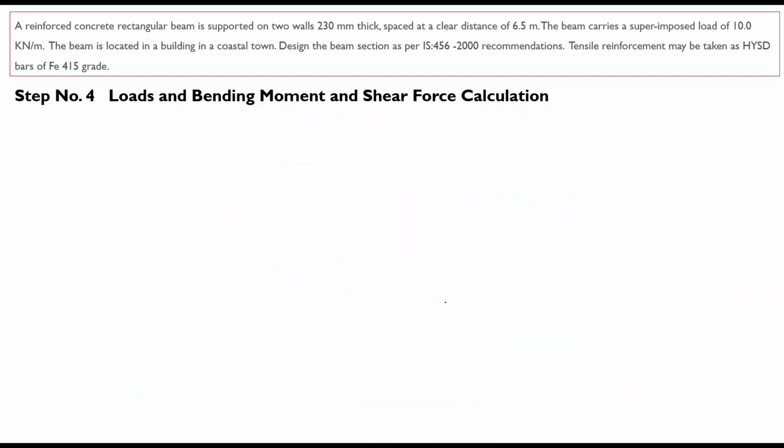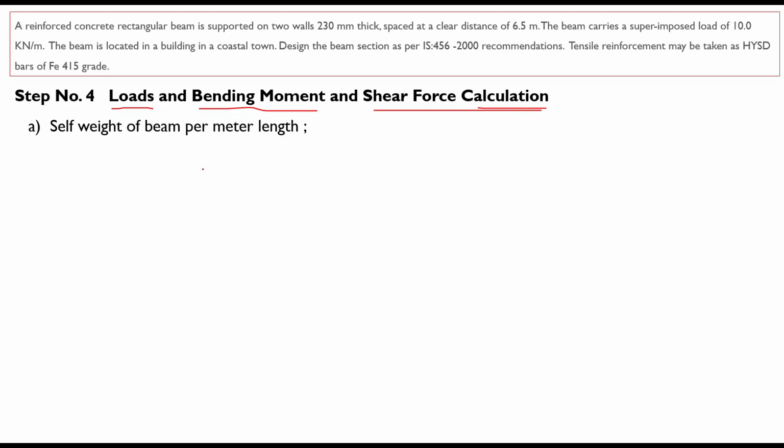Now step number 4. Here we are going to decide the various types of loads, and based on those load values, what will be the bending moment and the shear force. So step number 4 will be devoted to the calculation of the load as well as the bending moment and the shear force.